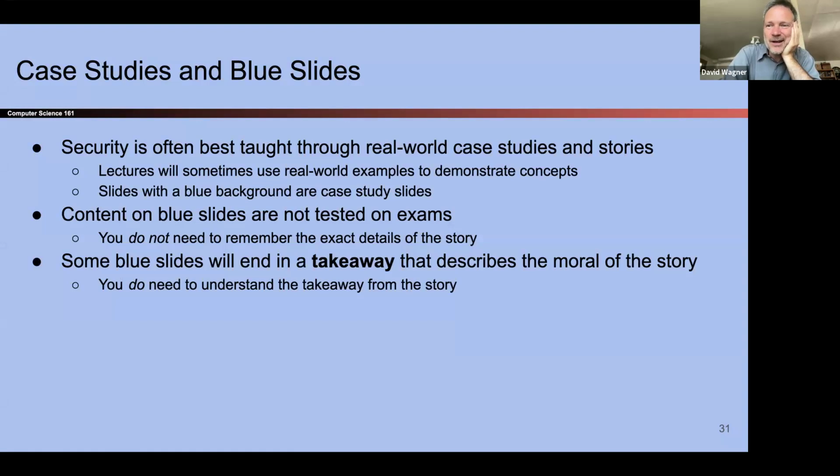I'll try to throw in some case studies through lecture with examples of this stuff happening in the real world. Anytime you see a slide like this with a blue background, that's a case study. Not going to test you on it. You don't need to know all the details. This is just an application or an example of the principles and ideas that I'm trying to teach you.